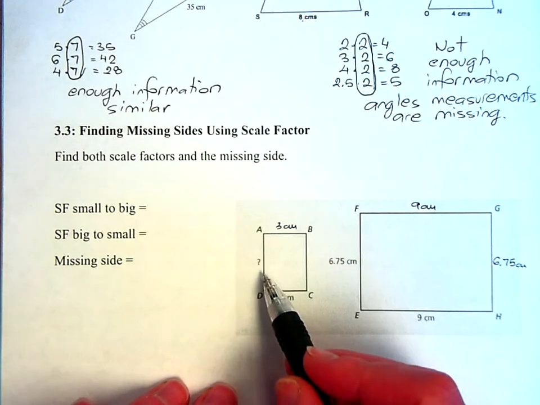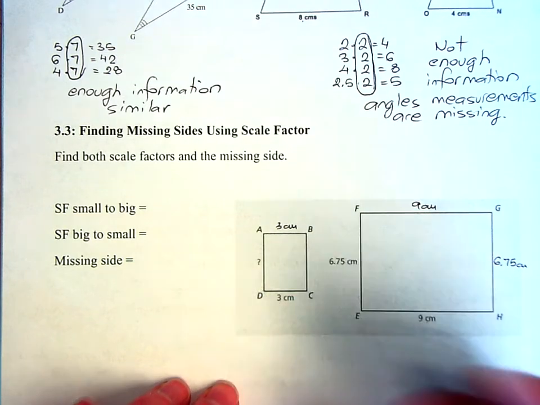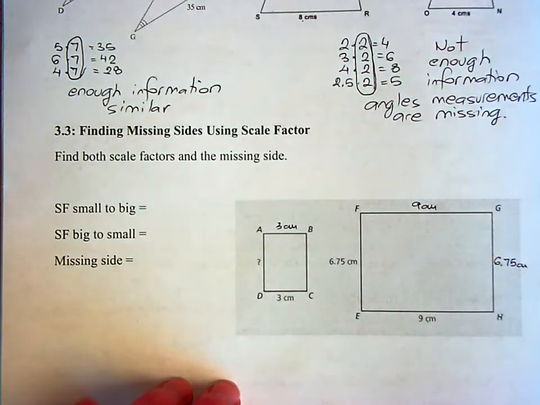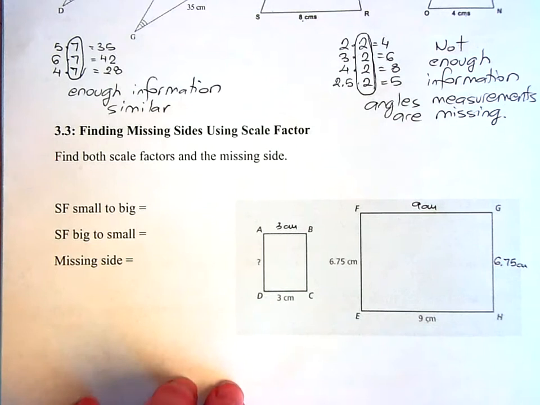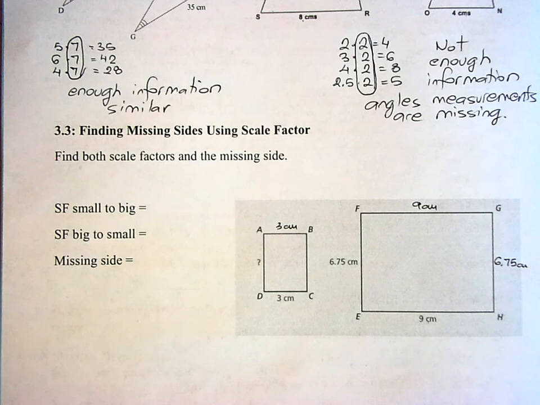But here is what I'm missing. I'm missing this longer side of this rectangle. So I need to find it. How can I find it? I can actually use the scale factor that I can figure out from using two corresponding sides that I know on those two rectangles.